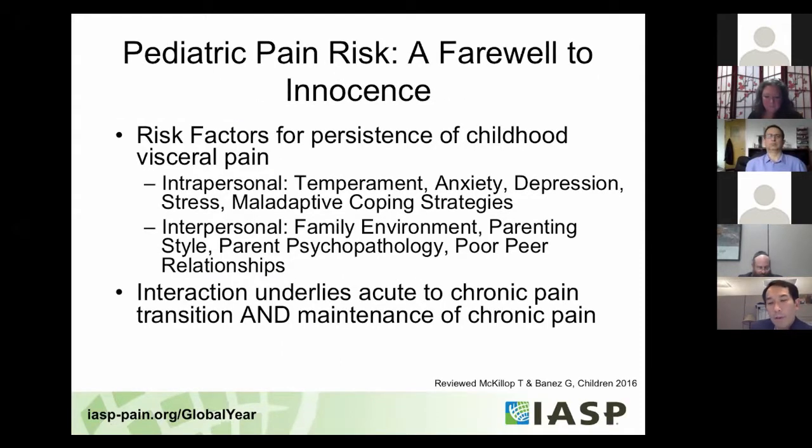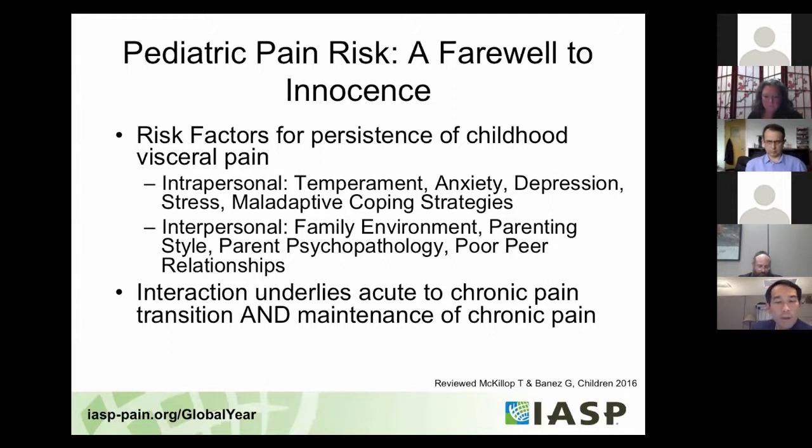Given that, we turned our attention to work that had been done actually in the pediatric literature as we thought about how to better refine the study of painful periods. And work highlighted by this review here from McKillop and Benez in this area has been done by multiple teams, but particularly by our collaborator Lynn Walker at Vanderbilt. And it was a rather eye-opening experience to start looking at the pediatric literature.